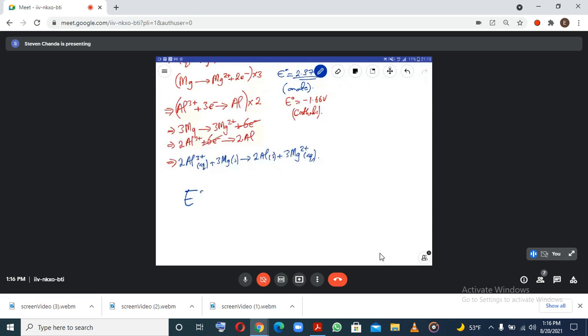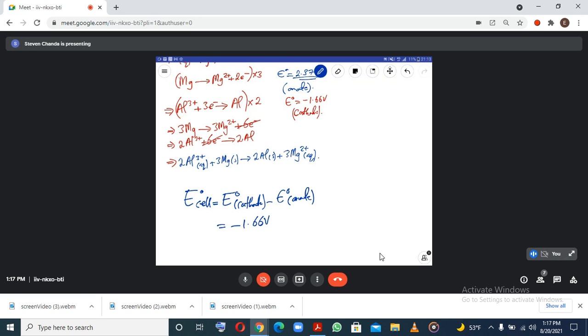So remember, our E for the cell is going to be what? E for the cathode minus the E for the anode. So what you're going to do, what's your cathode? Your cathode is negative that. Okay, then now what you're going to put here.